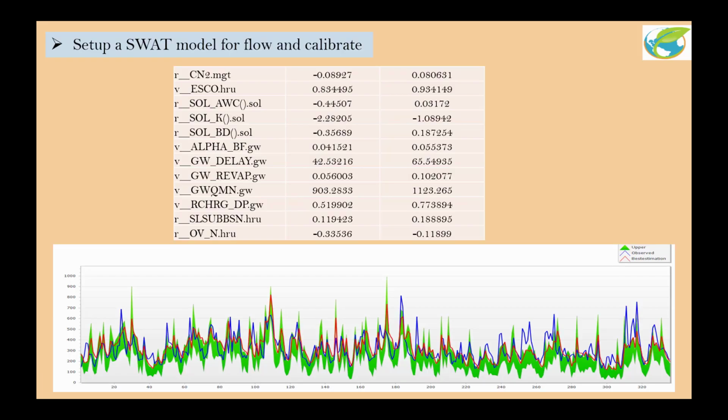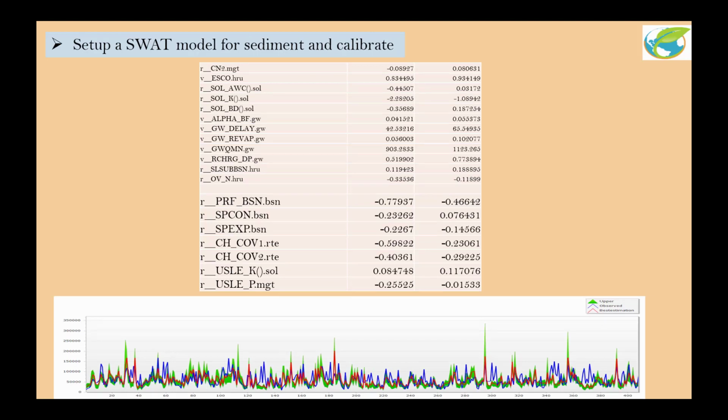Now, to set up the SWAT model for flow and to calibrate it, that's the first step. And here I did this. I have an example from a Danube watershed. I calibrated the flow, and here are my calibrated parameters, and this is the result of calibration.